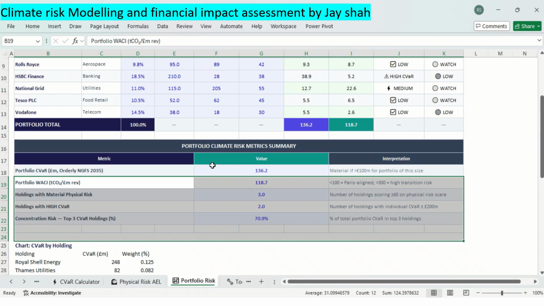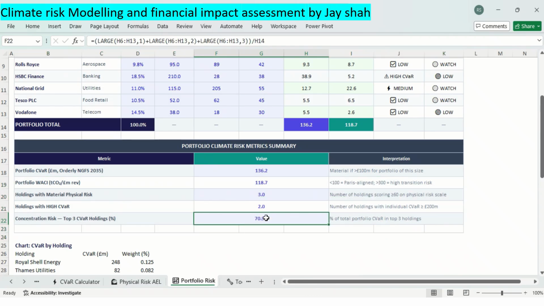cell F22, which is 70.9 percent, is particularly interesting. So that's the concentration risk formula. It uses Excel's LARGE function to identify the top three contributors to the portfolio CVaR, sums them and divides by the total. And it's showing the result 70.9%. So over 70% of the portfolio's total climate risk is in just 3 holdings. So if you are trying to manage this portfolio climate risk, you have 3 highly targeted conversations to have.